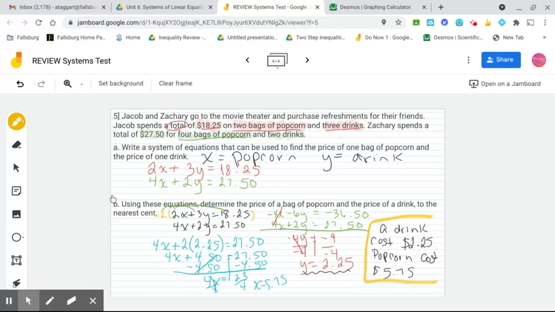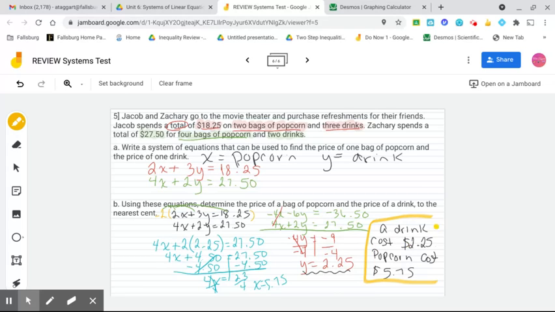Okay, so we wrote our system of equations and then we used any method we wanted. It didn't matter. What does matter though is you must show all of your work there. And then in the end, just make sure you are identifying what your answer actually is. The question is asking, determine the price of a bag of popcorn and the price of a drink. So we made sure we wrote those down over here.